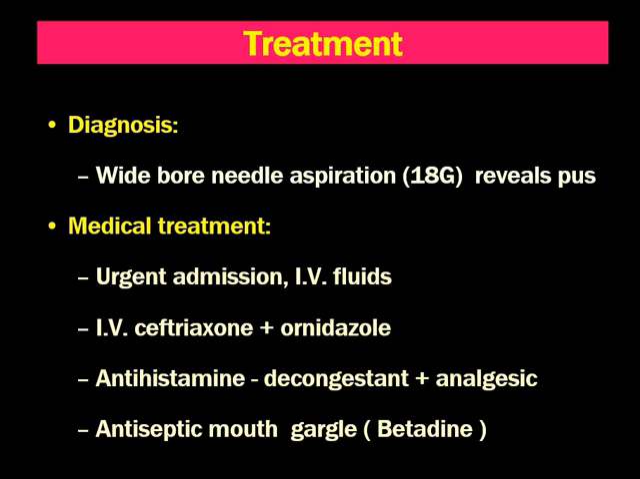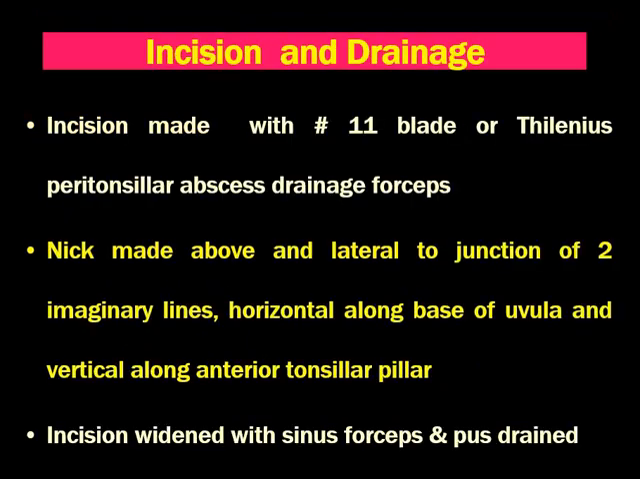Antihistamines and decongestant drops are to be used for adequate breathing from the nose because the soft palate will be swollen. Antiseptic mouthwash along with topical anesthetic mouth gargle can be used. For drainage, a nick is made above and lateral to the junction of two imaginary lines, horizontal along the base of uvula and vertical along the intertonsillar pillar. The incision is widened with sinus forceps and pus is drained.